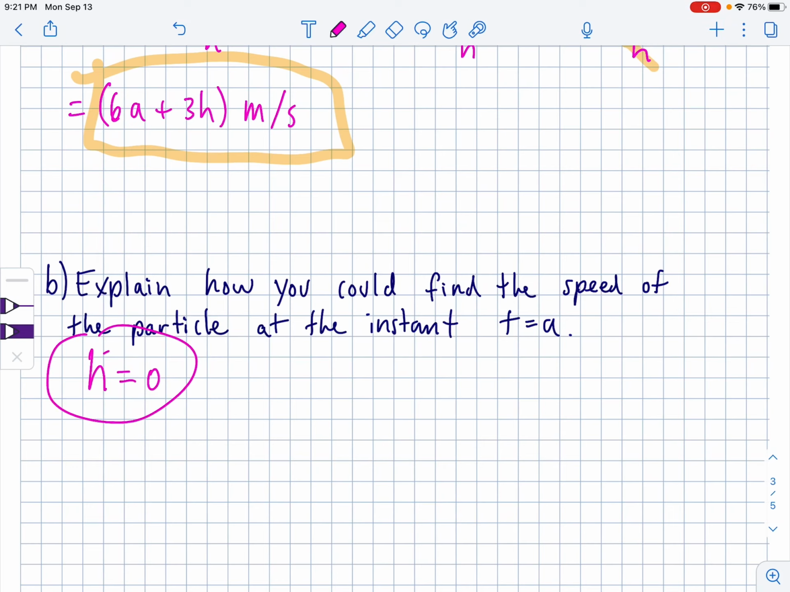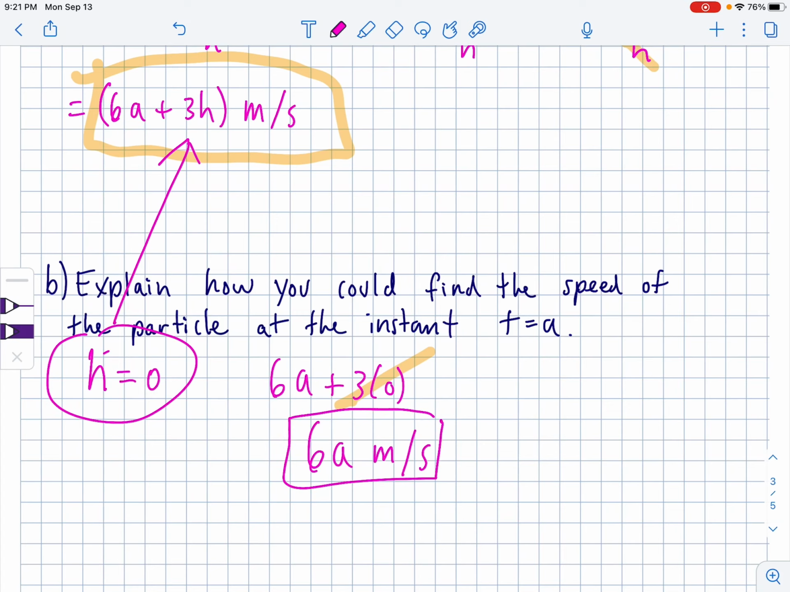So plugging that into this expression, we get 6a plus 3 times 0, which this part just goes away, and you get 6a meters per second. So if you knew the value of a, you could just plug it into this to figure out what the instantaneous speed is at any time.